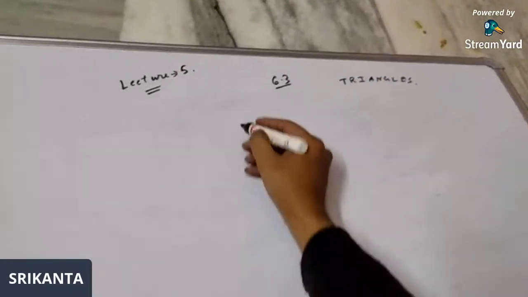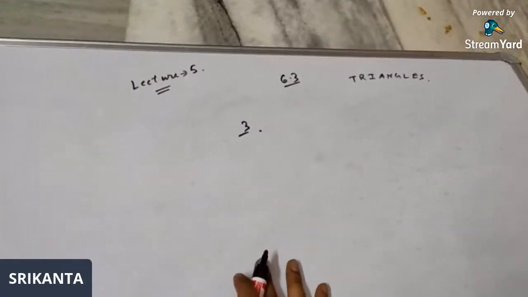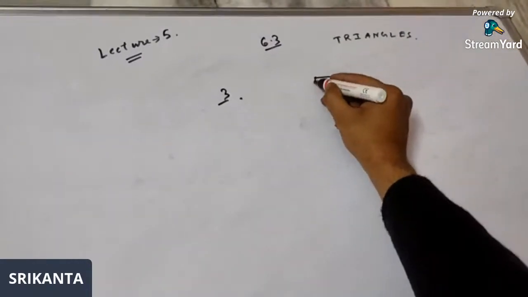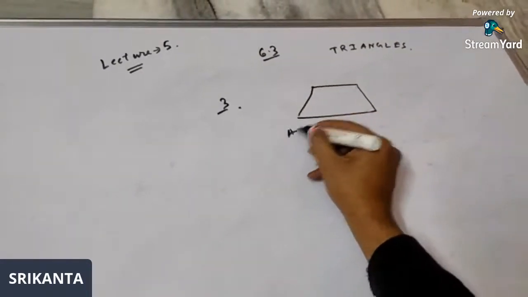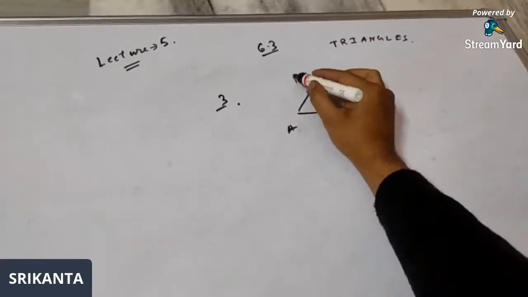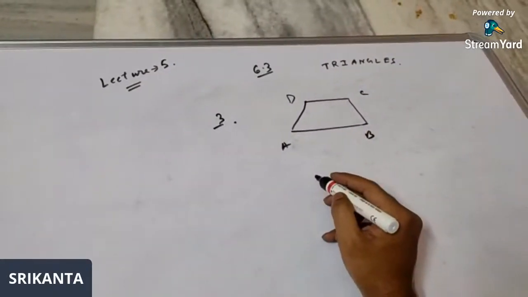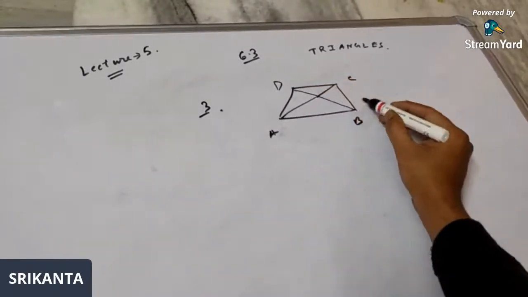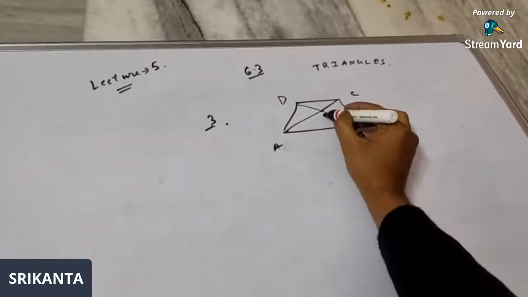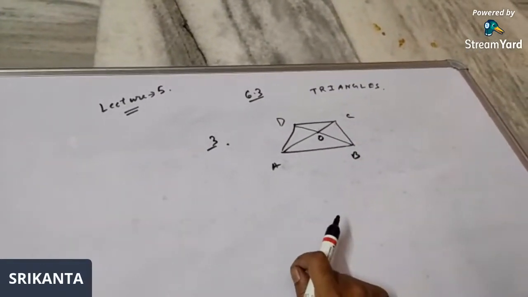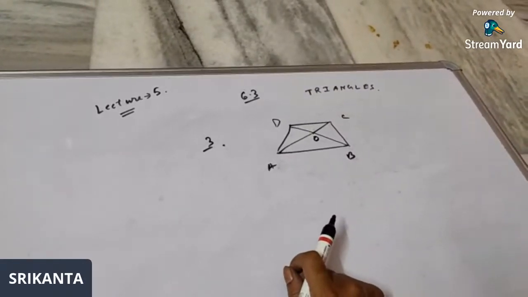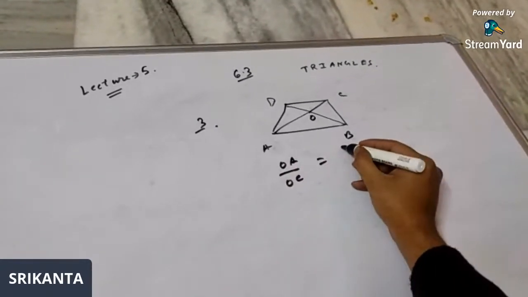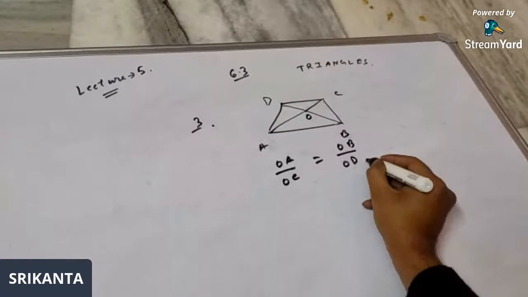Question number 3 says the diagonals AC and BD of a trapezium ABCD with AB parallel DC intersect each other. So there is a trapezium ABCD in which AB is parallel to CD, and the diagonals AC and BD intersect each other at point O. Using the similarity criterion for two triangles, show that OA by OC is equal to OB by OD.